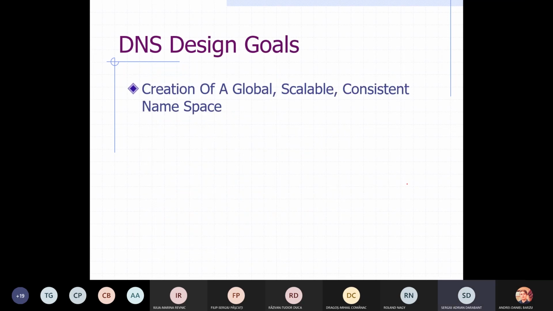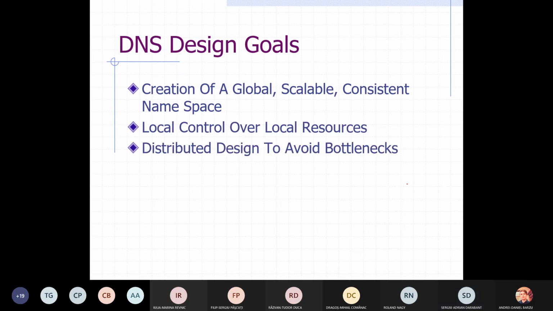What are the goals? Well, the goals are to create a global, scalable, consistent namespace by having some sort of distributed database that you'll need to interrogate. Another goal is to have local control over local resources. So ubbcluj.ro, I need to be able to manage it and change it whenever I want.